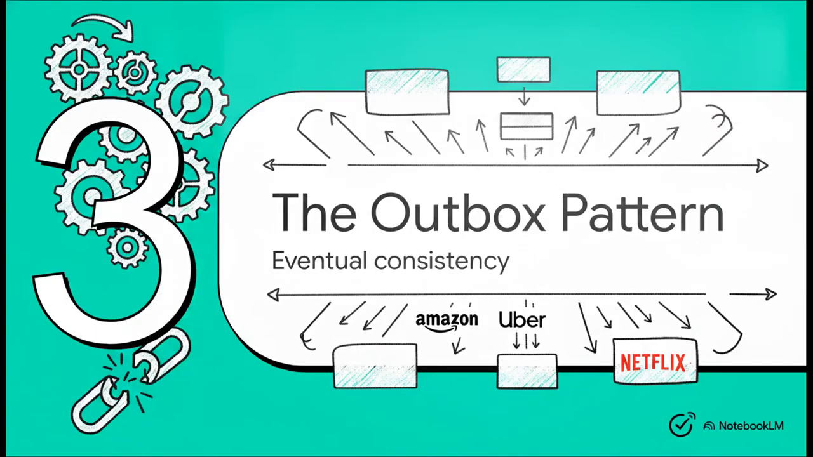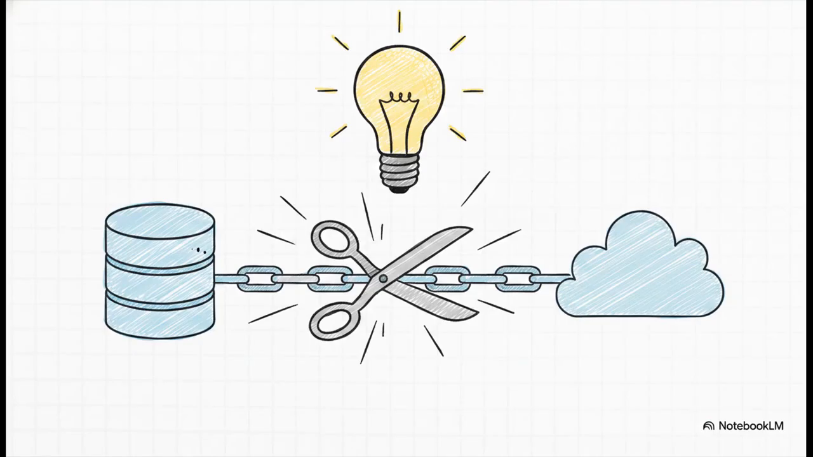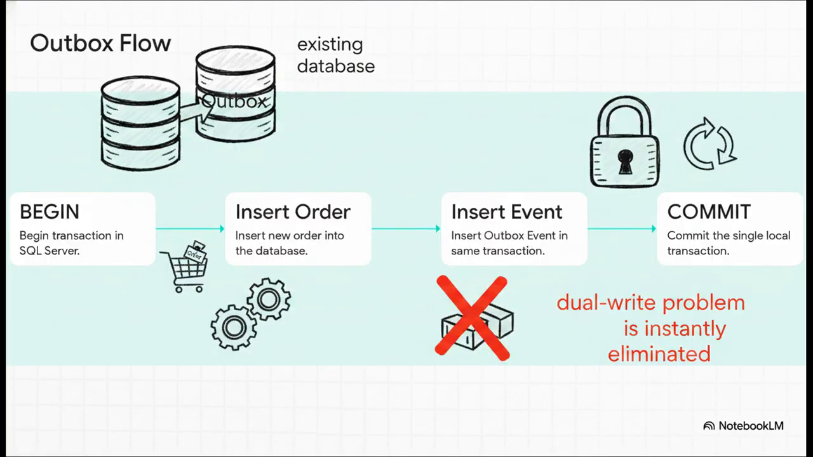Enter Section 3, the Outbox Pattern solution, embracing eventual consistency. Now, what's really interesting about this is that it's exactly how giants like Amazon, Uber, and Netflix escape the inconsistency trap. The big idea here is surprisingly simple. We don't try to force the database and Kafka to play nice in a single transaction. Instead, we remove Kafka from the transaction completely. We just flat out stop attempting to write to both systems simultaneously. We pull this off by introducing a brand new table directly inside our existing database called the Outbox.